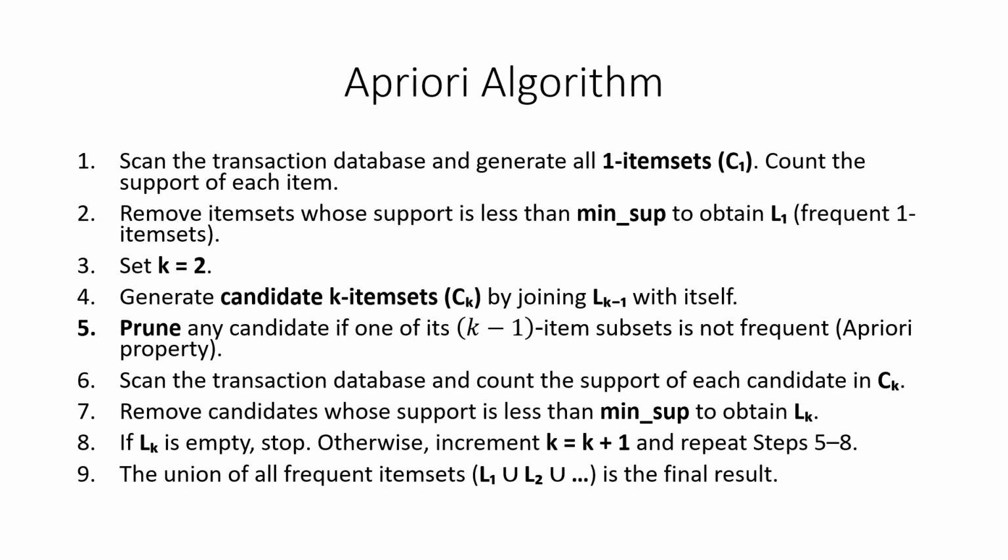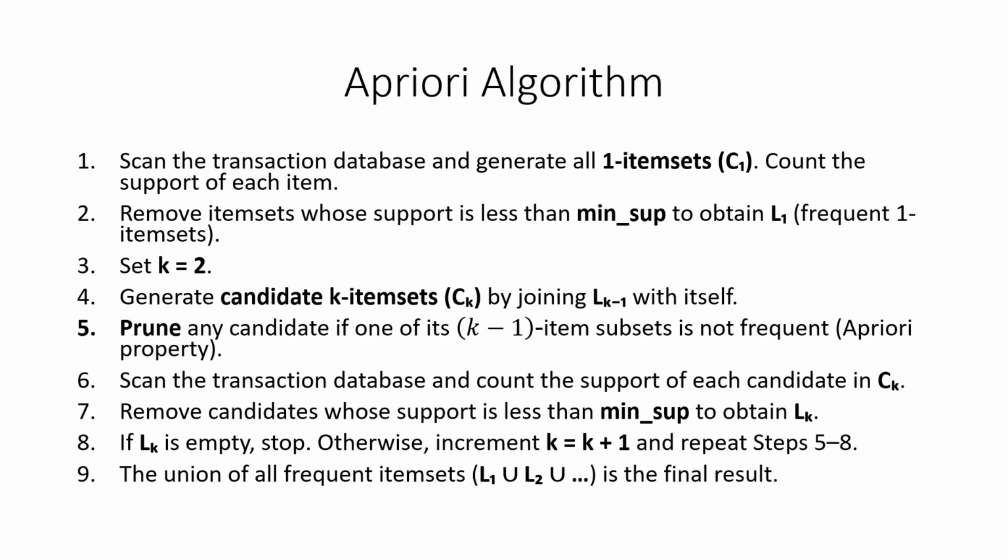Now we'll see the Apriori algorithm. In the Apriori algorithm, in every step, we have to scan the entire database. We have to create two item sets, one is Ck, another one is Lk. Ck is the candidate item set, Lk is the frequent item set.